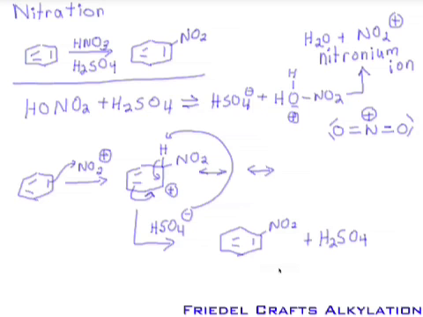What other powerful electrophiles are there? Well, we can produce electrophiles called carbocations. If a carbocation attacks the ring, we will produce an alkylbenzene. Hence, this is called Friedel Crafts alkylation.